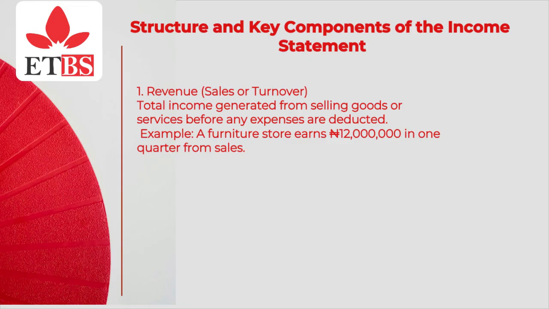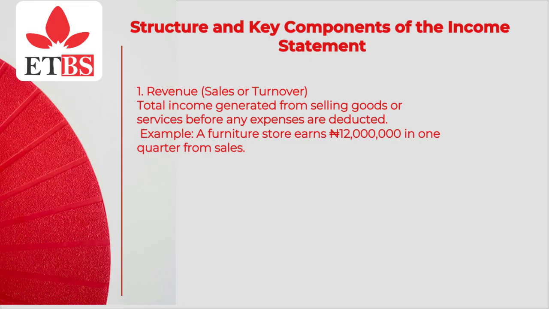2. Cost of goods sold, COGS: the direct cost of producing or purchasing the goods sold. Formula: COGS = opening inventory + purchases - closing inventory. Example: cost of producing chairs, buying raw wood, labor for assembly. 3. Gross profit. Gross profit = revenue - COGS. It indicates how efficiently a business is producing and selling its core offerings.